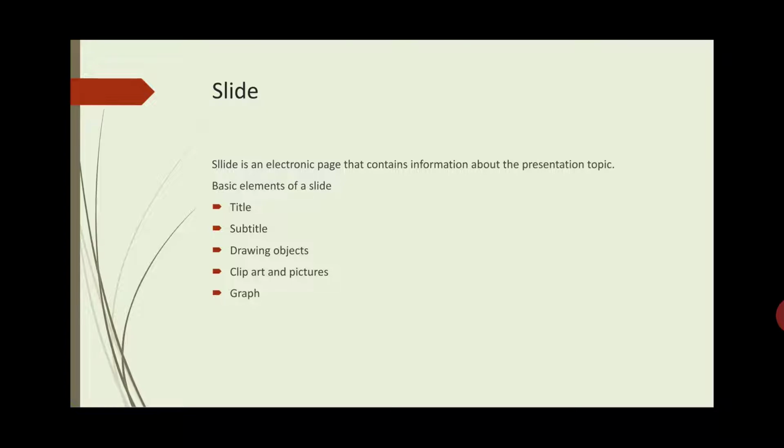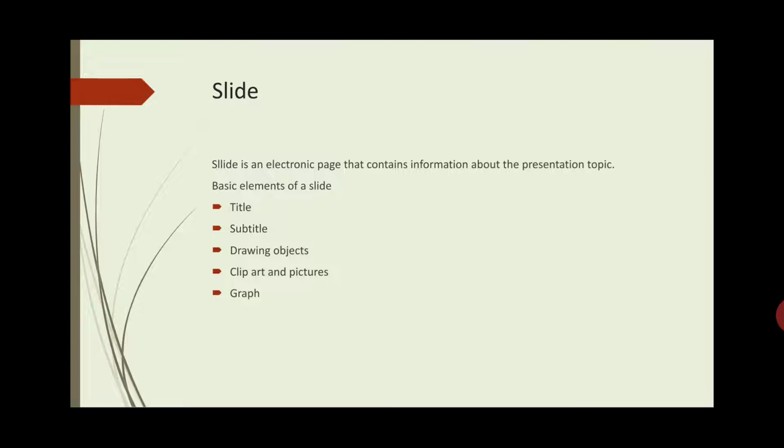So the basic elements of a slide are title, subtitle, drawing objects, clip art and pictures, and graph. So title refers to the heading of the slide. Okay, and the subtitle refers to the description of the slide data. The heading is the title, and the description about the slide data is the subtitle. And the drawing objects refer to the various built-in shapes provided by Impress like curves, lines, flowcharts, etc.